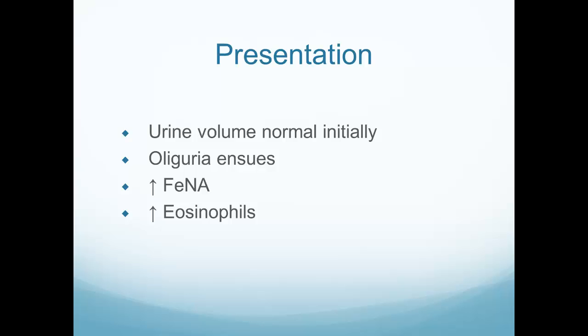So we'll have a normal volume initially, but eventually oliguria is going to ensue because the body's going to start to heal up that filter. And it's like taking duct tape and putting it on that coffee filter. What is that going to be like when you're done? It's not going to filter very well, and oliguria will then ensue. We'll see an increase in our FeNa, that's our urine sodium, and an increase in eosinophils.